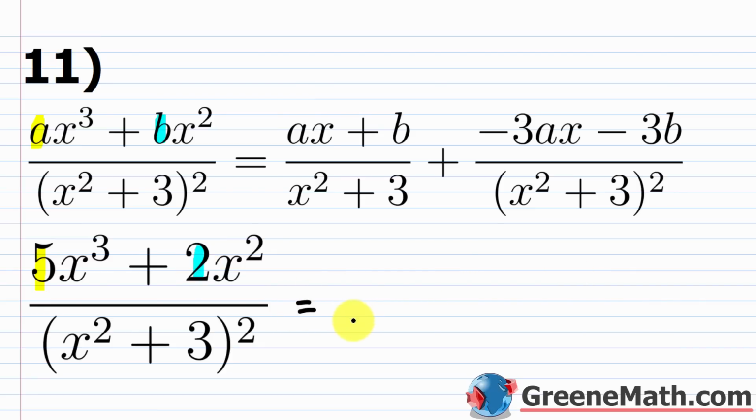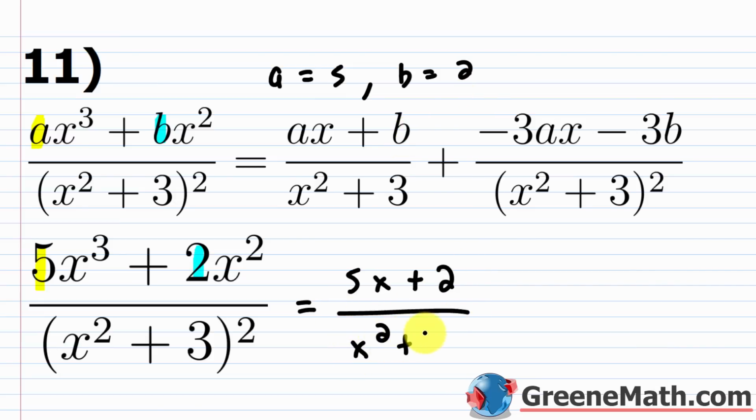So we would say equals, let me write this here for reference. Lowercase a is equal to 5. And lowercase b is equal to 2. So everywhere you see a lowercase a, just put in a 5. This is 5x plus, everywhere you see a lowercase b, you put in a 2. So this is 2 over x squared plus 3.